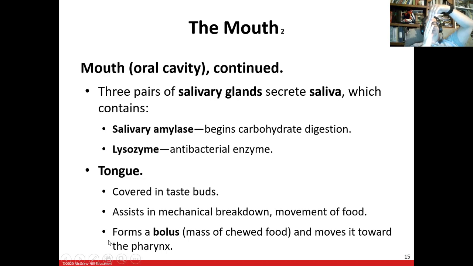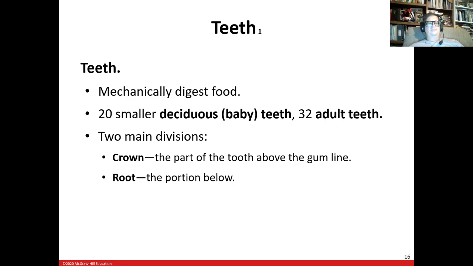The pharynx is the space at the back of the throat, and it's subdivided into three parts. Up and back of the nose, we call it the nasopharynx. In back of the oral cavity, the mouth, we call it the oropharynx. And in back of the voice box, the larynx, we call it the laryngopharynx. All right, so moving on.